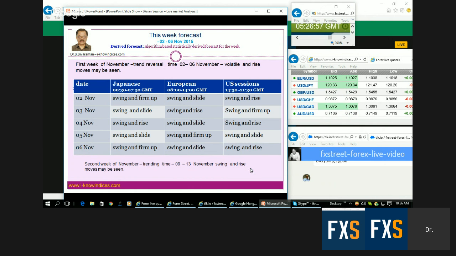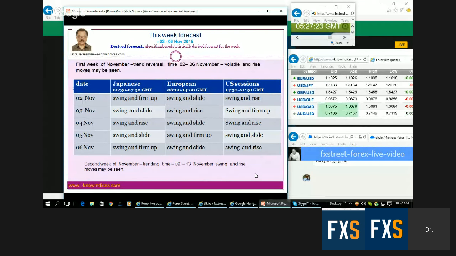Then the second week of November, the trending time is going to start from 9th to 13th of November. Swing and rise moves may be seen, and that might give enormous surprise to the traders. So keep in mind that we derive the forecast. This is what the forecast says, but still the forecast can go wrong. We always understand that it is developed by humans. I have developed the algorithm and given the forecast, and it can go wrong at any given time.